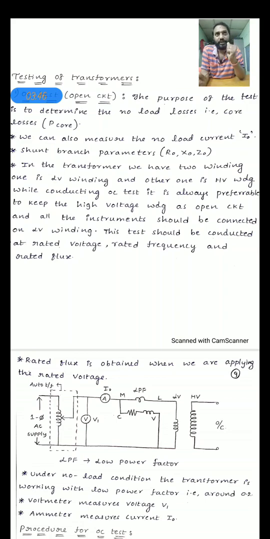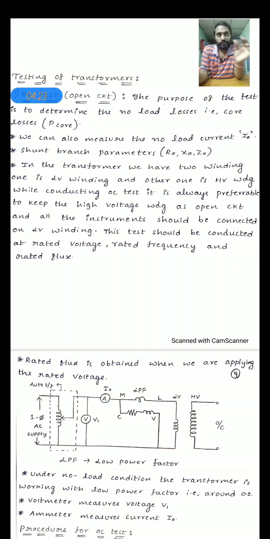Why do we have to do it like this? Because while conducting this open circuit test, it is required to apply the rated voltage of that particular winding. Suppose we consider one transformer with a ratio of 11 kV by 440. Generally we have this type of transformer in our substations. So 11 kV by 440: the high voltage winding is 11 kV, and the low voltage winding is 440 volts.